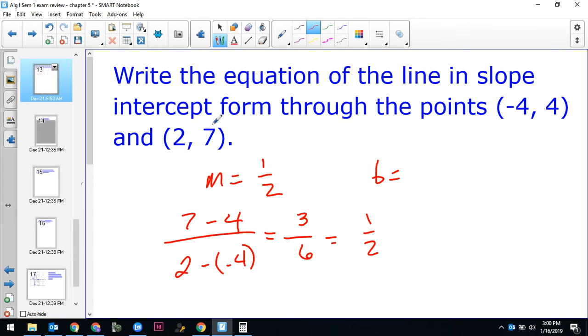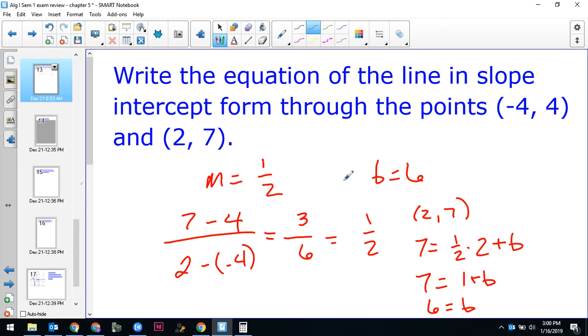Now, this is the time where I can pick the point, right? Pick that point, 2 comma 7. And we could say y is equal to mx plus b that I haven't found yet. 7 is equal to 1 plus b. 6 is my b value. So that means my equation is y is equal to 1/2 x plus 6. There's my answer. Okay.